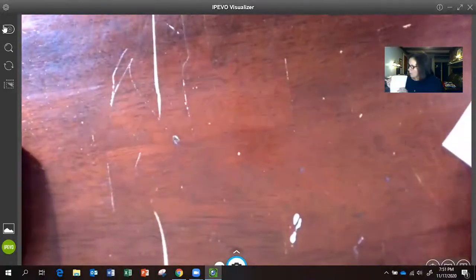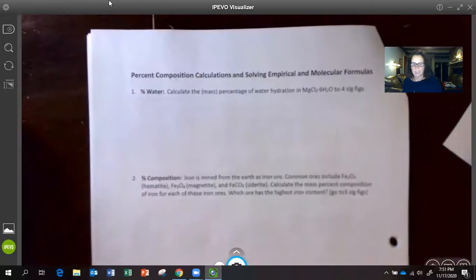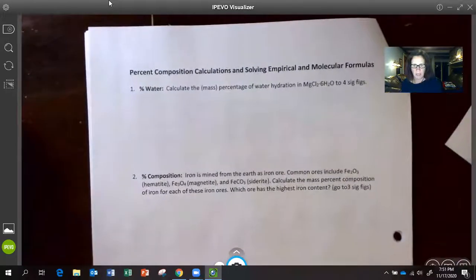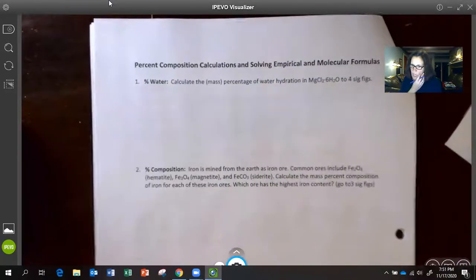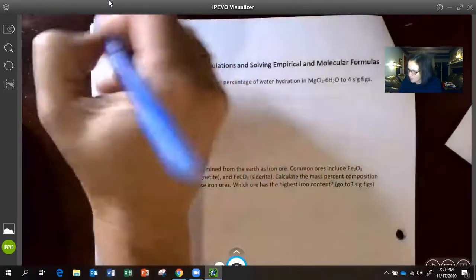So before we end this lesson, I'm just going to tack on one more idea for you, and that's the idea of percent composition. So if you'll turn to page 10 in your class notes, we're going to talk about percent composition. If I were to ask you what percent of our class is male, how would you solve that problem?